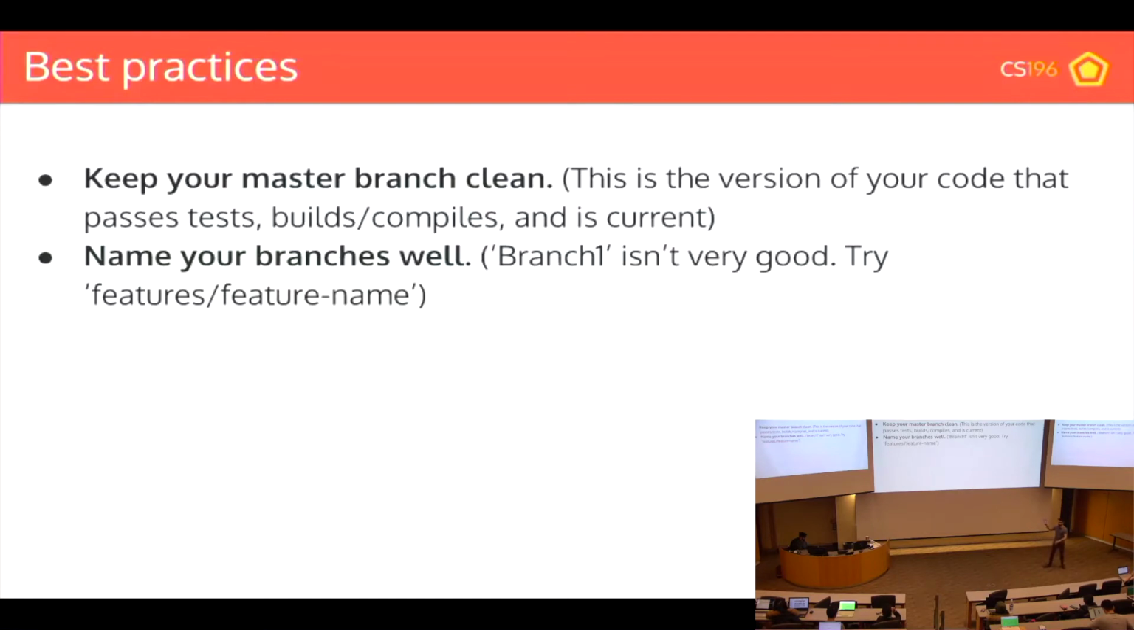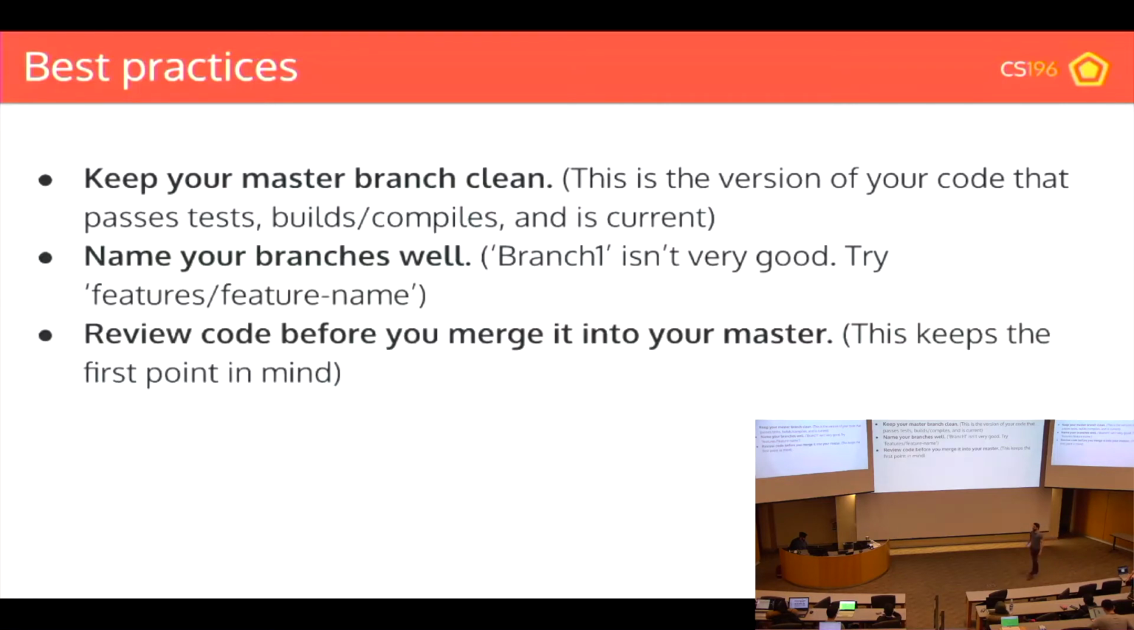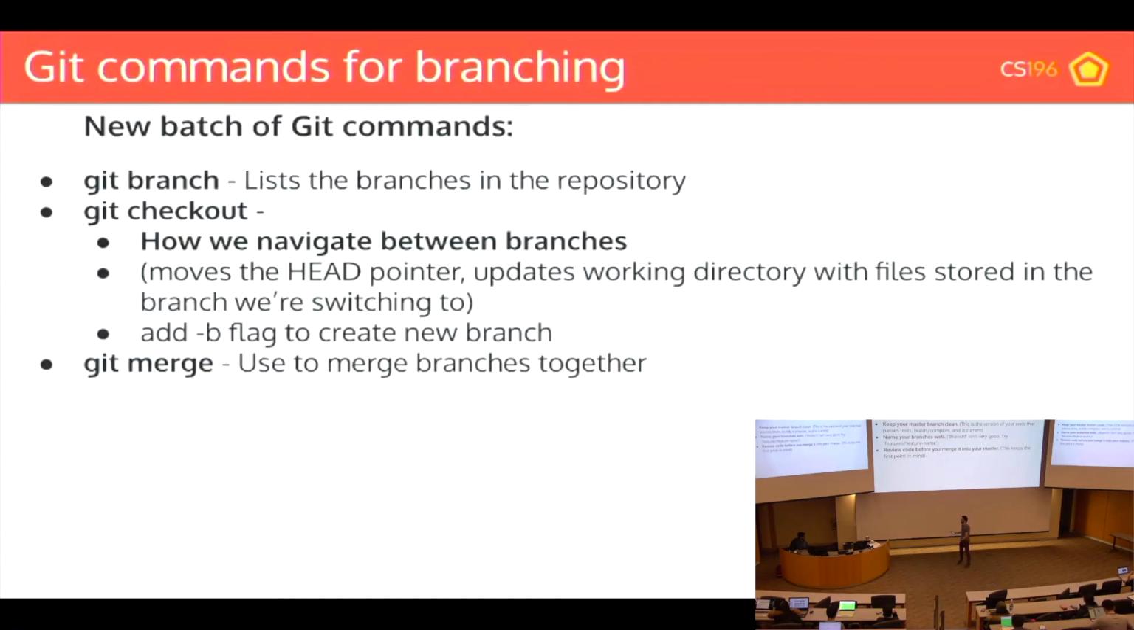So I would branch off in another direction. I would call it features/feature name, and I would later on merge that back into my master branch. And this is a very important part of the branching idea. You want to be able to review your code before you merge it back into master. This is very important because, again, you don't want to put malicious code in your master branch. The master branch is the version of the code that you want to be good, basically.